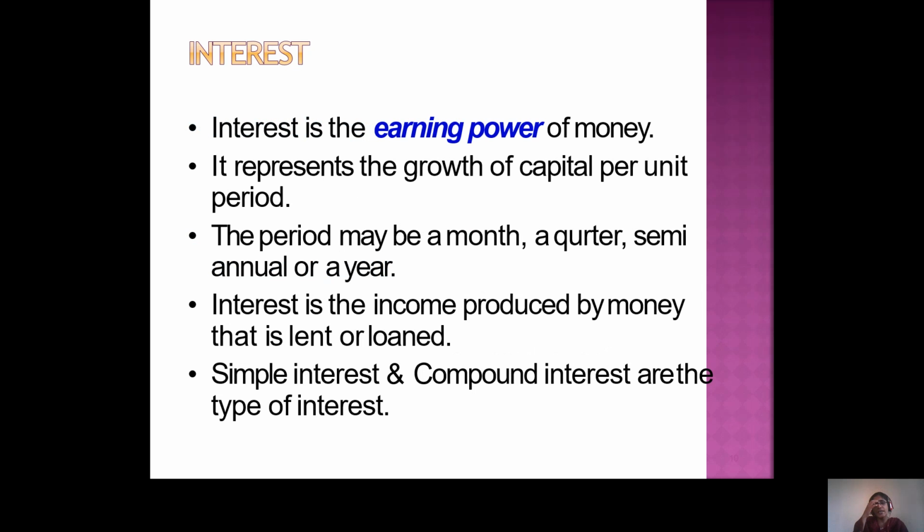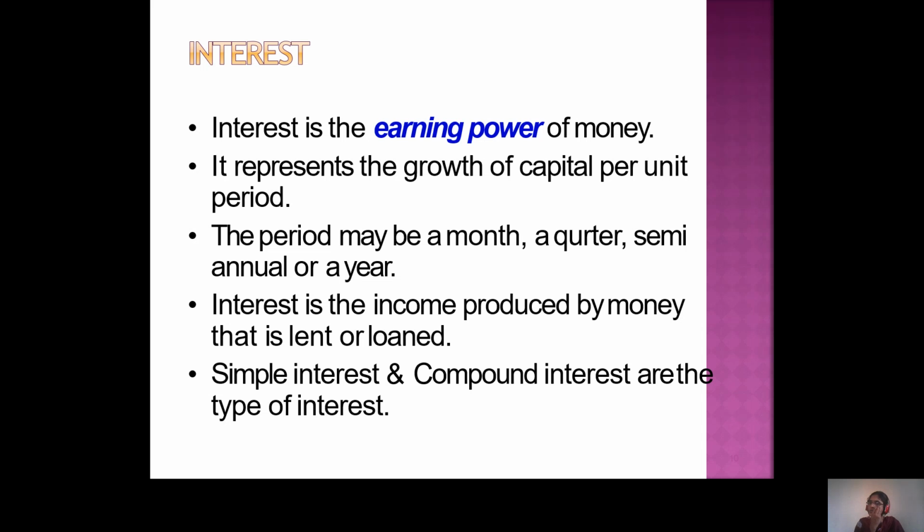Next, interest. When you take any loan or any amount, you have to pay some amount of interest. Interest is the earning power of money. It represents the growth of capital per unit period. The period may be a month, a quarter, semi-annual or a year. Interest is the income produced by money that is lent or loaned. There can be simple interest, compound interest, or different types of interest.